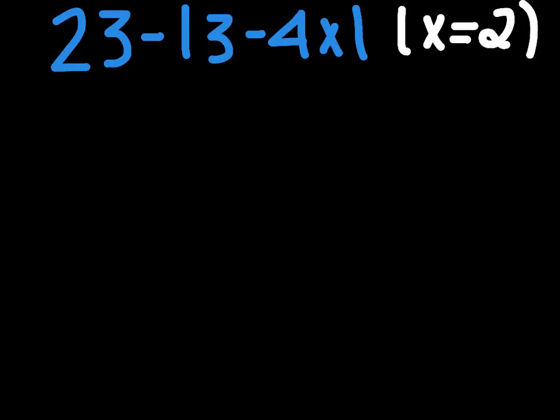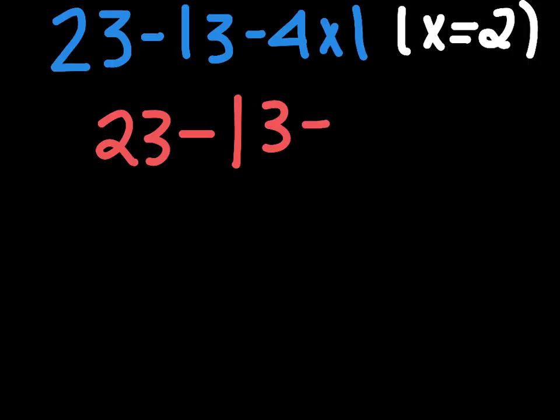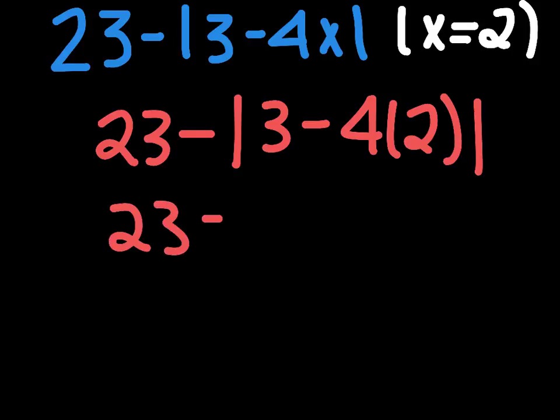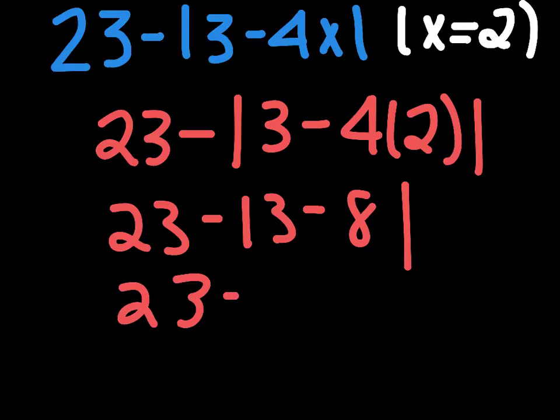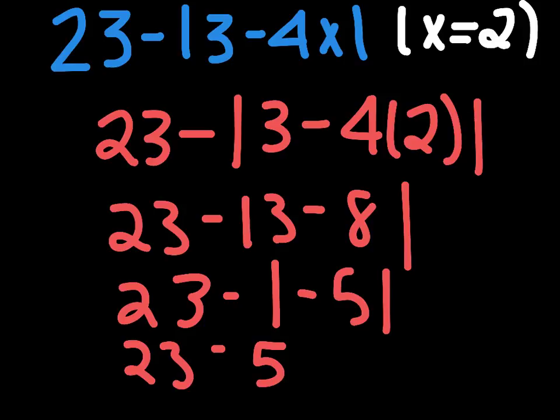Okay, so we're just going to plug in that 2 for the x. So now it becomes 23 minus the absolute value of 3 minus 4 times 2. And then this becomes 23 minus the absolute value of 3 minus 8. 23 minus the absolute value of negative 5. 23 minus 5, because the absolute value of negative 5 is 5. And then the answer is 18, because 23 minus 5 is 18.